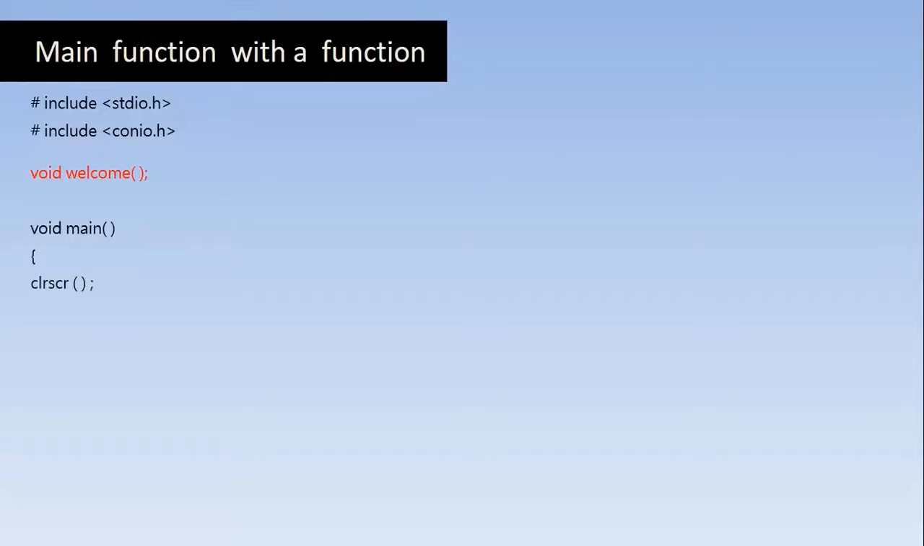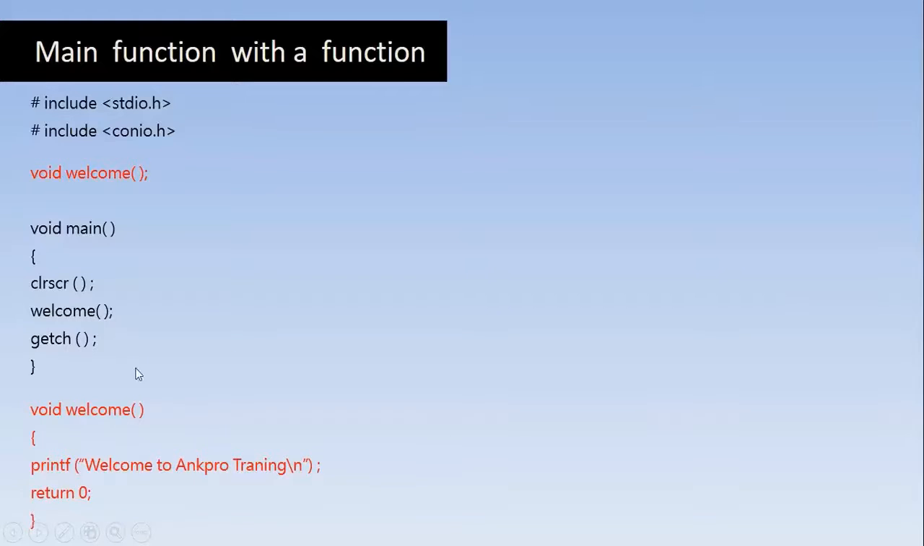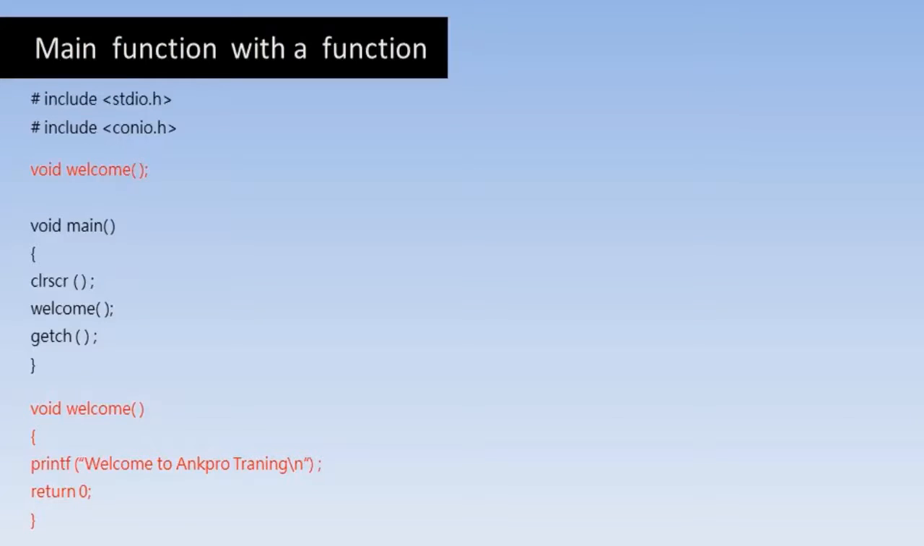Here I'm starting the main function with a clear screen and the welcome function call, right? Inside the main function, we have the function call to welcome, like we do with the square root function. And this is the welcome function definition. So void welcome is a separate unit apart from this main function. These are two independent units, but the link to this function is inside the main. Welcome is the function call to this function. This will print a simple message telling welcome to Ankpro training, right?